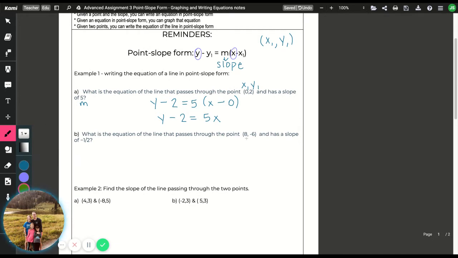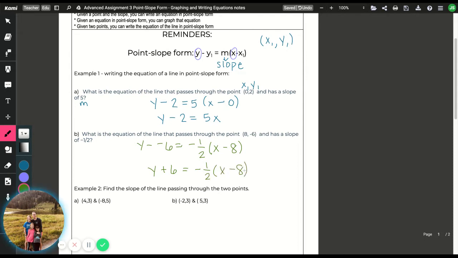Okay. So again, we have a point with an X coordinate and a Y coordinate, and then a slope. Slope is your M. So Y minus the Y coordinate is -6, equals M, which is your slope. Our slope for this problem is -1/2, times X minus the X coordinate from the point that they gave us is 8. So really the only thing you can do to simplify this one is remember when you have two negatives together, that makes a positive. The opposite of a -6 is a +6. So Y plus 6 equals -1/2 times the quantity X minus 8.